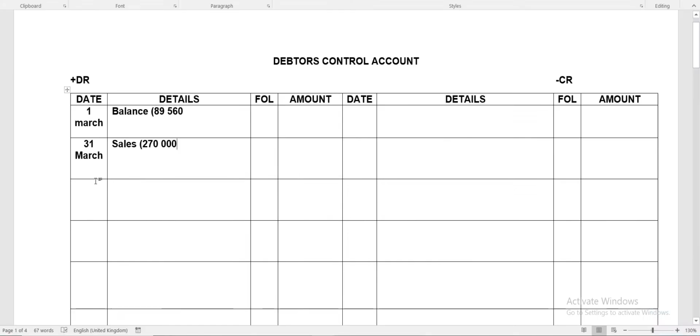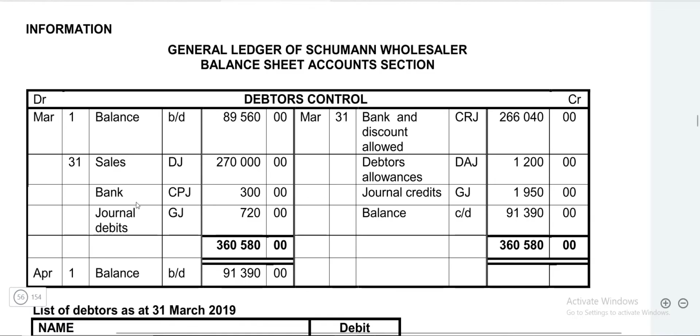So you need to know what each column represents. So we'd have 31st March here, and then we'd have our bank column here. Okay, so we'd have that bank column here, and then the amount is 300,000. So once we've entered this, it becomes easy for us to be able to move.